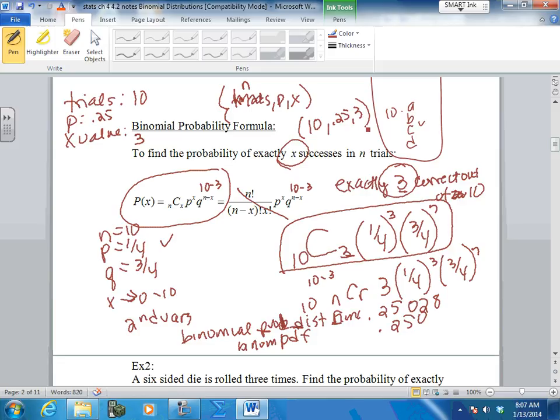Which one do you have? So trials is your n. How many times did we do this? 10. Probability of success, you could either put in 1/4 or 0.25. My x, I want exactly 3. Hit enter, then go down to paste. What it does is paste this in, just like this. And remember, it's alphabetical order: n, p, x.